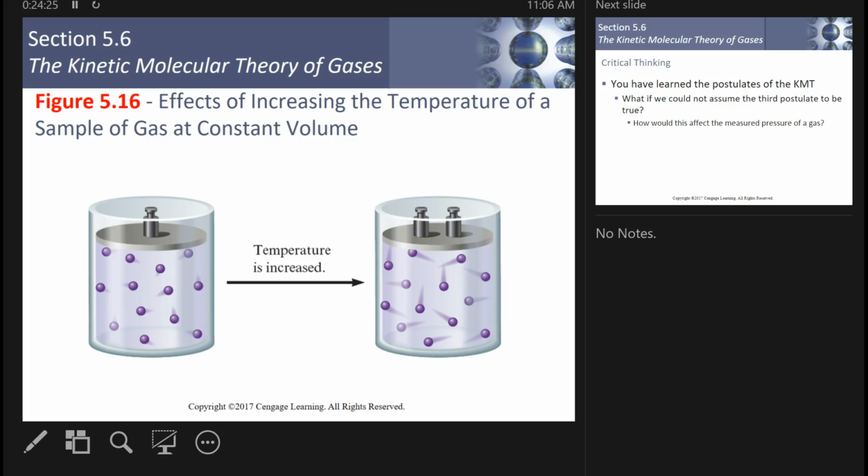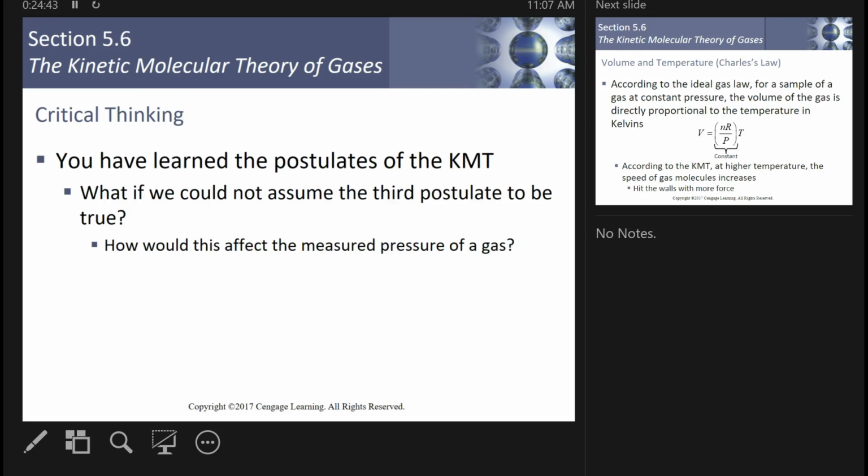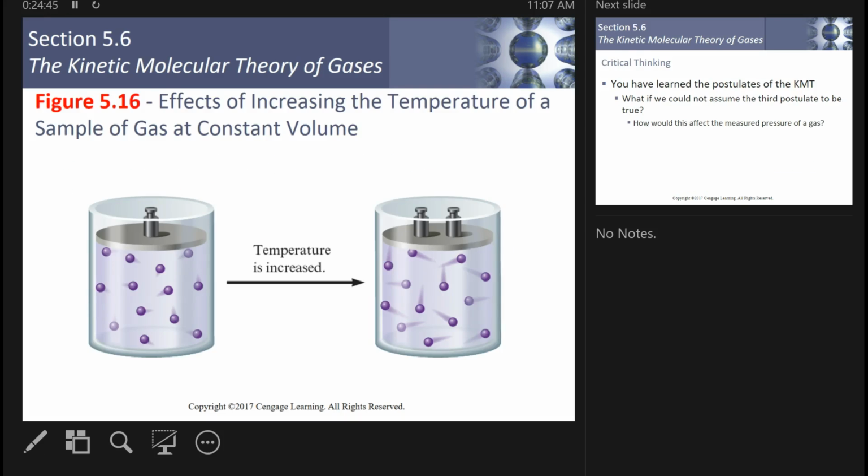Okay, so you're keeping volume constant. You see that the volume isn't changing in these two conditions. As you increase temperature, you cause the gas molecules to move faster. If they move faster, they collide with each other and with the walls of the container, hence increasing pressure.